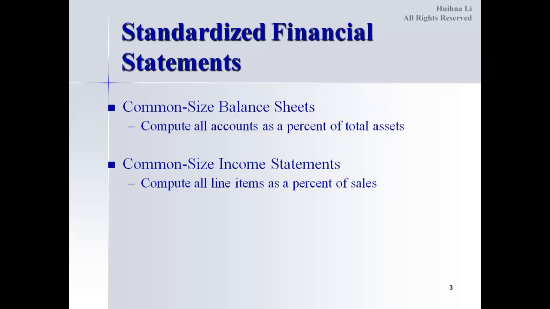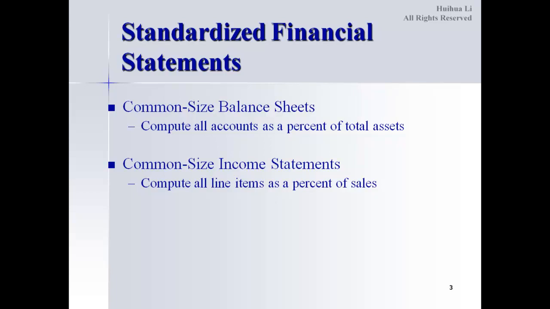One basic method to analyze a firm's financial statement is to standardize it. For balance sheet, to standardize it is to divide each item in the balance sheet by the total assets. This gives us the common size balance sheets. For income statement, to standardize it is to divide each item by sales.